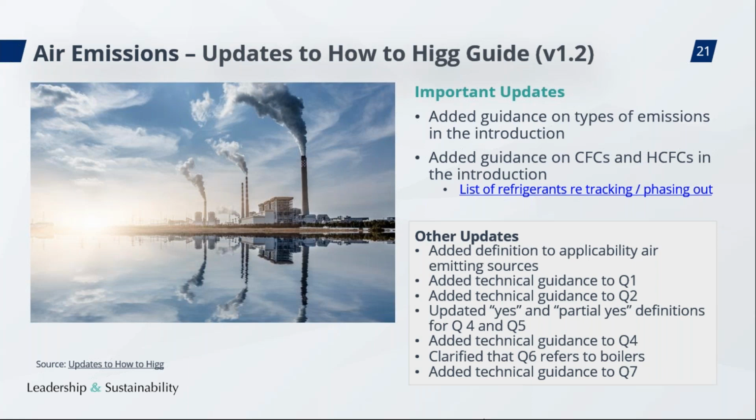Please also refer to the following list of refrigerants with reference numbers to determine which of your refrigerants are important to track and phase out. There are other updates: definition to applicability, air emitting sources, technical guidance to question 1, question 2, 4, and 7 have been added. I suggest you read this guidance in detail while you are filling out the self-assessment. In addition, yes and partial yes definitions for question 4 and 5 have been updated. Question 6, which refers to boilers, has been clarified too.